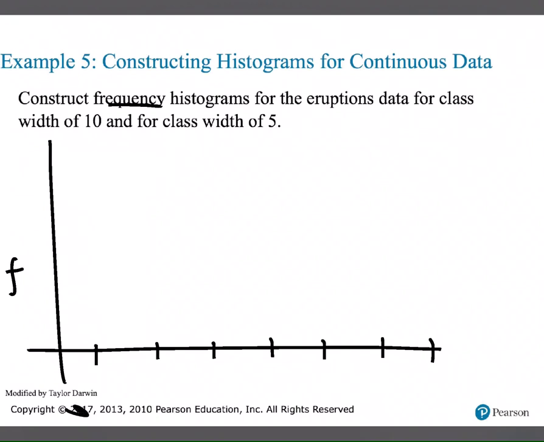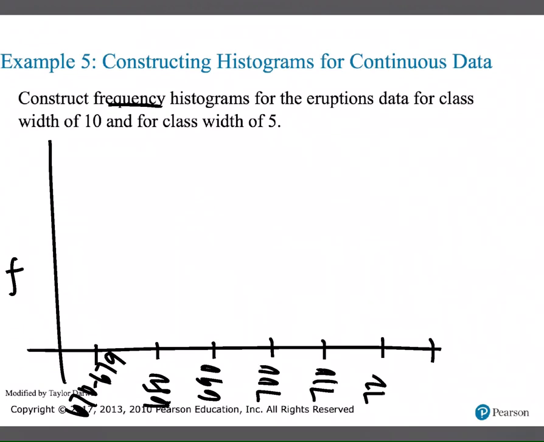This first one was 670 to 679. Sorry, I don't really have enough room. This one's 680 to 689, 690 to 699, 700 to 709, 710 to 719, 720 to 729, and 730 to 739. Remember, these were those groups, and we asked how many were between 670 and 679, and we got 2. If you go through each one of these groups, the highest frequency was 11.